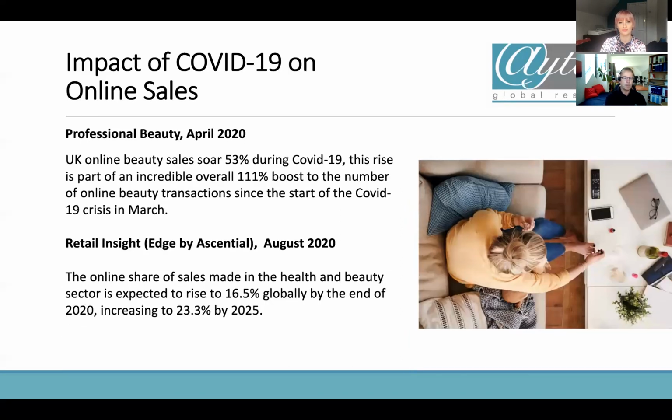If we go to the next chart. I'm not sure if I can steer this.